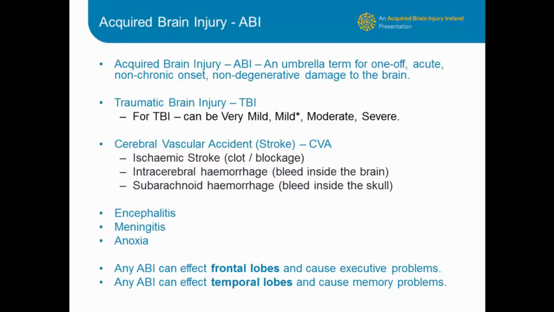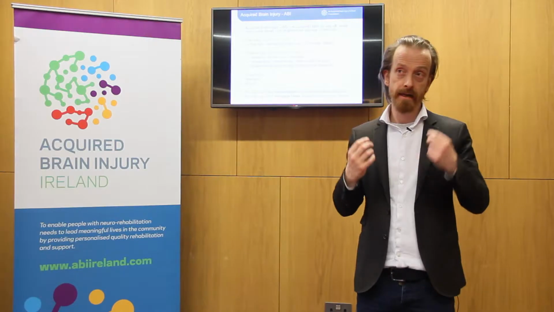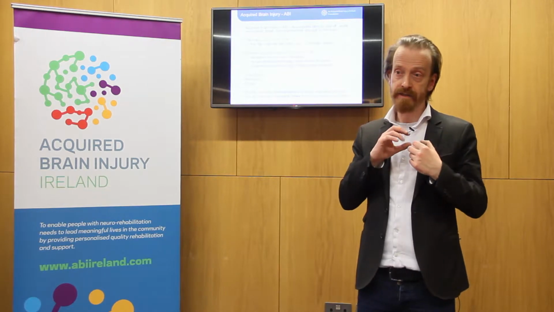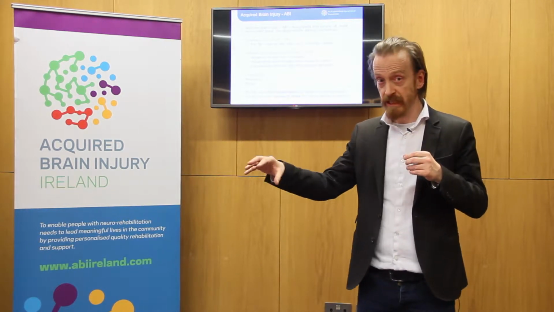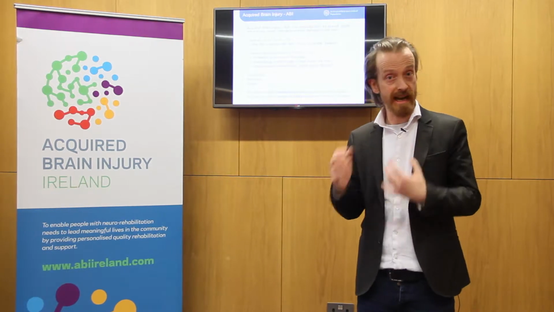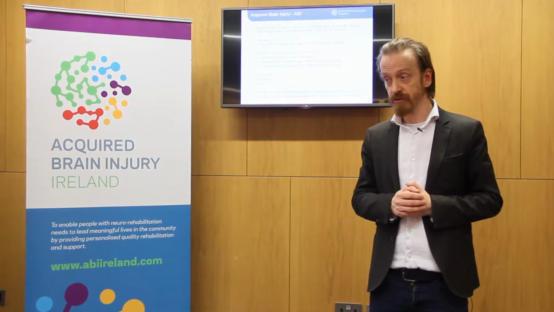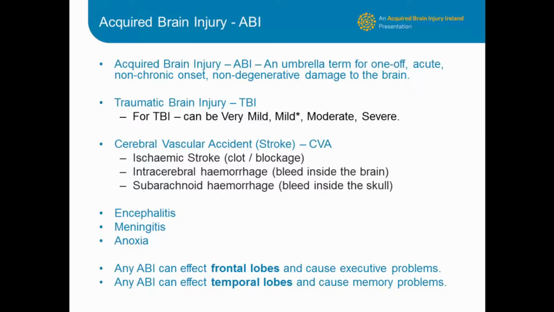So there's ischemic stroke where there's been a clot or a blockage in an artery of the brain, and the area of brain downstream from that blockage can get damaged by lack of oxygen. The second type of stroke is a bleed. And a bleed deep inside the brain is called an intracerebral hemorrhage.